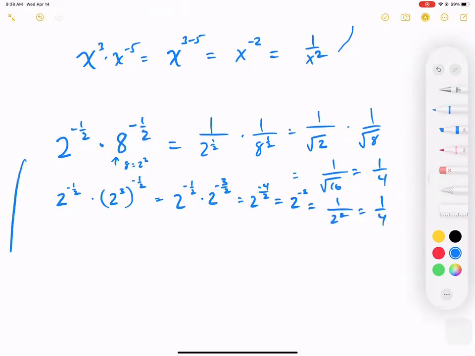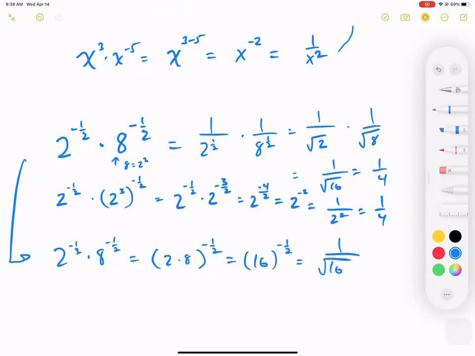If you want, you could have written this as 2 to the negative 1/2 times 8 to the negative 1/2. And since they all have the same exponent, we can write this as 2 times 8 all to the negative 1/2 exponent. 2 times 8 is 16. And a 1/2 exponent is a square root, so that's 1 over the square root of 16, and that's 1 over 4. Oh my gosh, there are so many different ways of doing these problems.